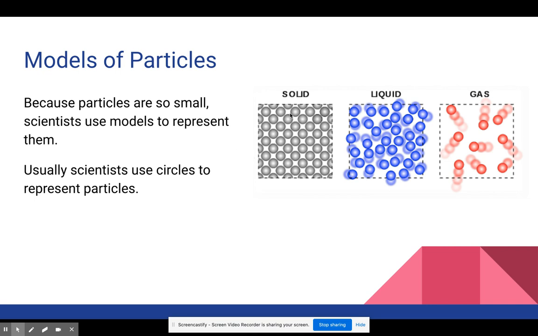Here we have some particles of a solid. Each gray circle is one particle of a solid. We have particles of liquid. Each blue circle is one particle of liquid. And we have particles of a gas. Each red circle is a particle of a gas.